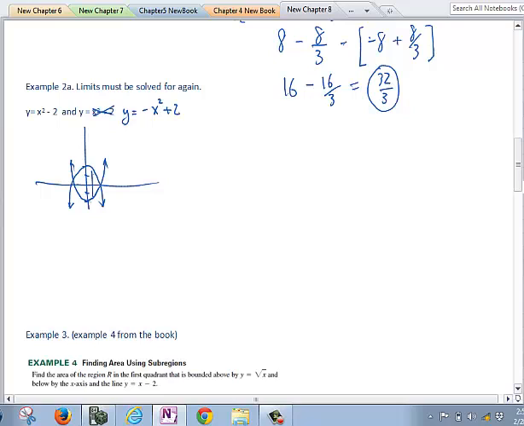We're going to have an intersection between the top function and the bottom. So let's set up the integral. This is the top function, negative x squared plus 2, minus our bottom function, which is x squared minus 2, dx. We need to solve for our limits. So we set the two equations equal.